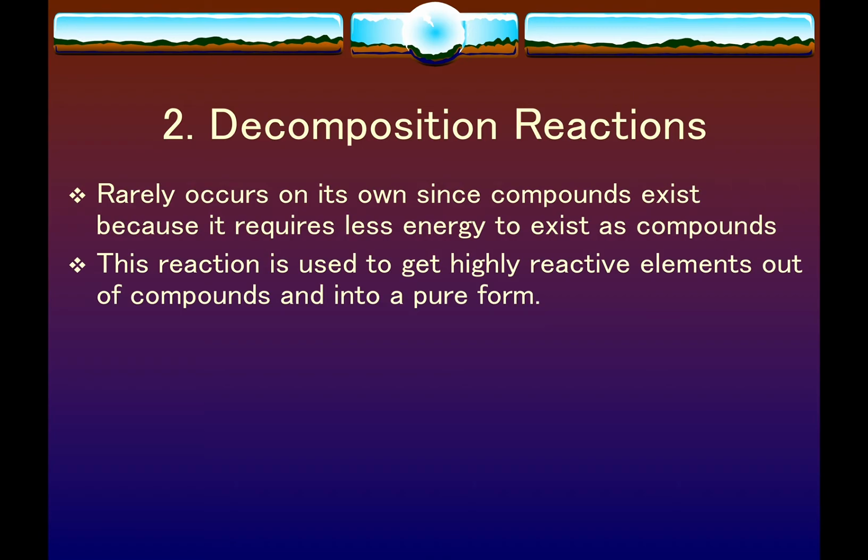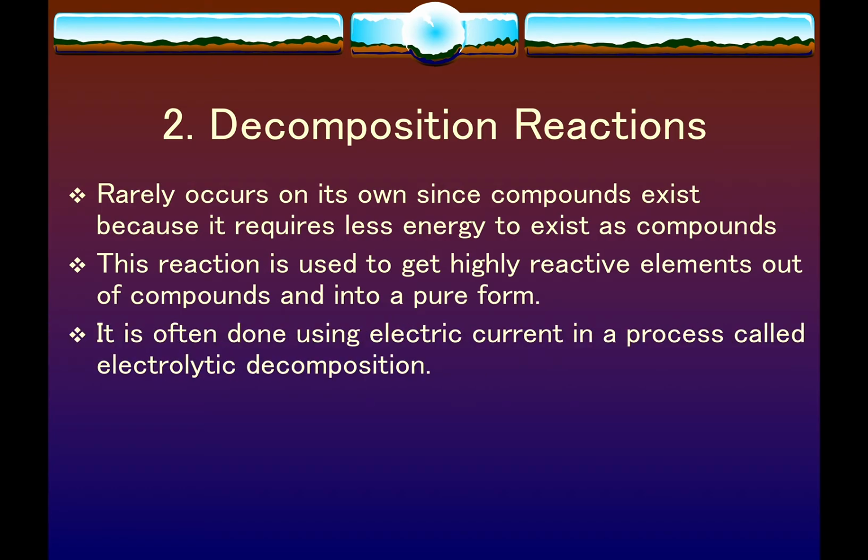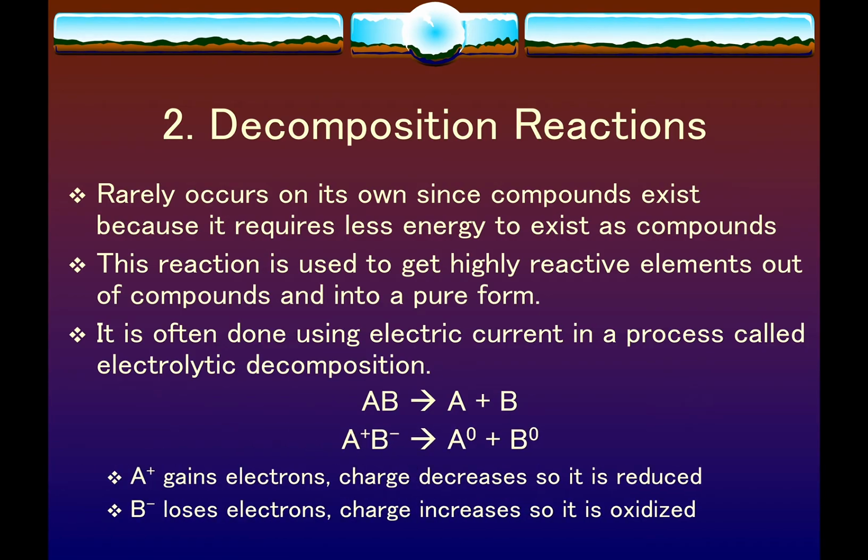This type of reaction we use to get highly reactive elements, such as our halogens, out of compounds and into a pure form. This process, which we call electrolytic decomposition, uses a strong electric current to break the compound apart into its component elements. So starting with compound AB, this is our general form here, we would separate it into elements A and B.